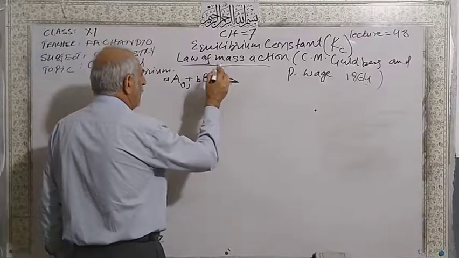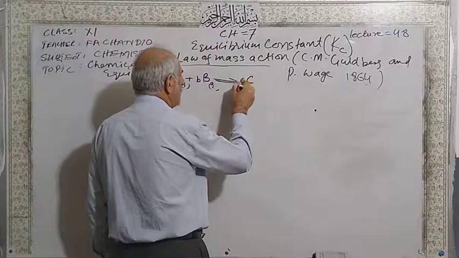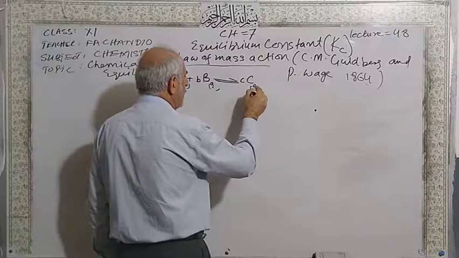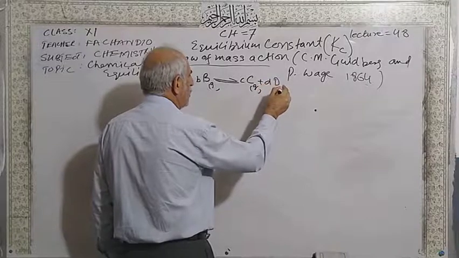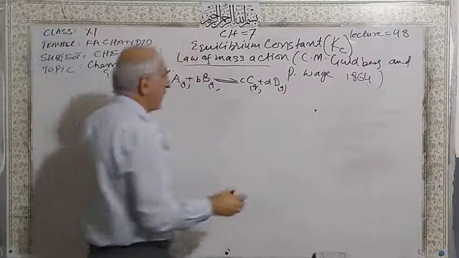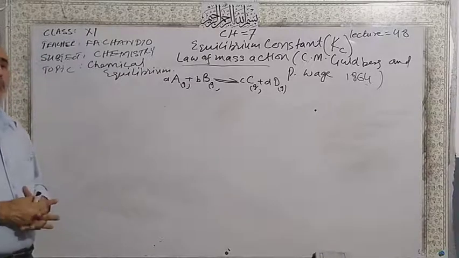It is in the equilibrium state, and this is the C, and the number of moles of C in the gaseous state, and this is the D product and the number of moles of D in the gaseous state. So this is the equilibrium.